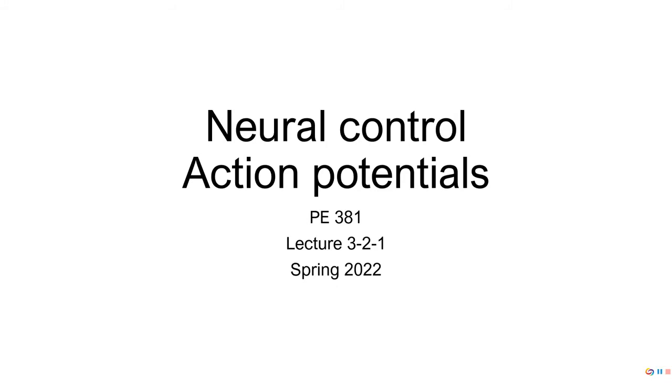We're going to start day 2 of neural control of exercising muscle by discussing action potentials. Now, as mentioned previously, action potentials are used in sending information to other cells through the release or lack of release of chemicals called neurotransmitters.